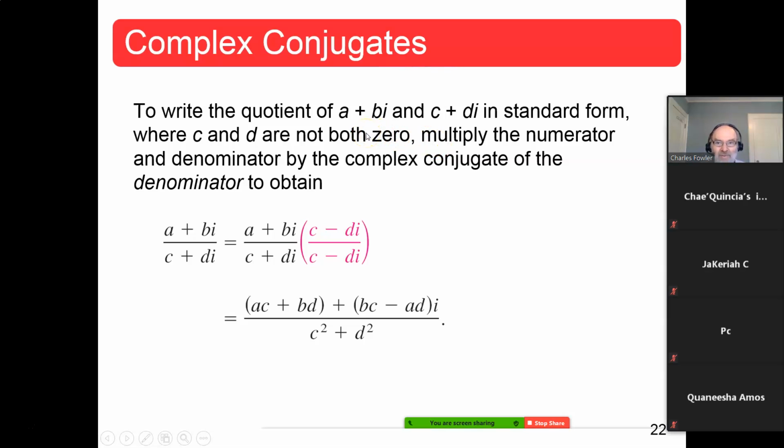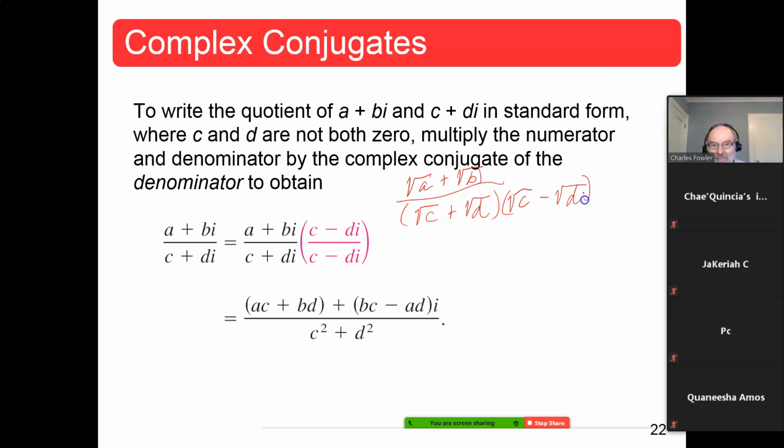Now, if you remember, back when we dealt with irrational numbers, like the square root of a plus the square root of b over the square root of c plus the square root of d. Okay, that was almost an impossible thing to do. How do you divide by something like this? Well, what did we do? We multiplied by the conjugate, the square root of c minus the square root of d.